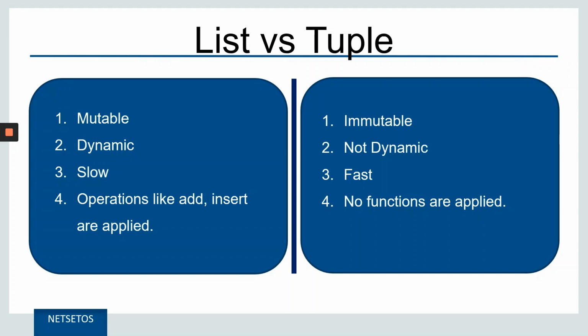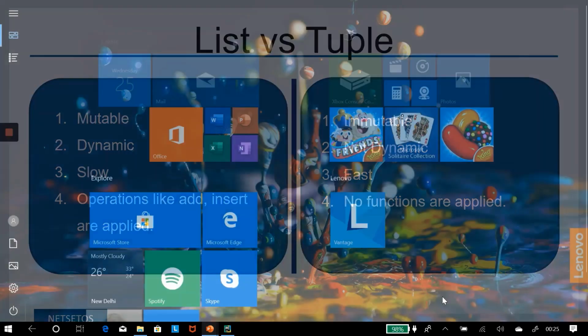Whereas list is mutable. It is dynamic. That is, we can modify the elements assigned to the list. Here, append and insertion like operations can be done easily on a list, as we have seen in our last video. Thus, it makes it slower with respect to tuple. If we talk about syntax for tuple, it is rounded brackets. So let's go to PyCharm.